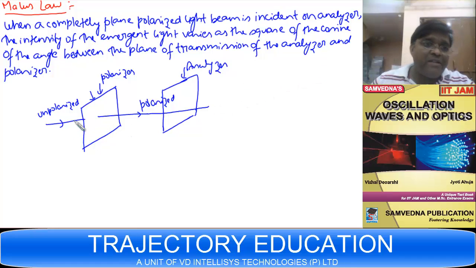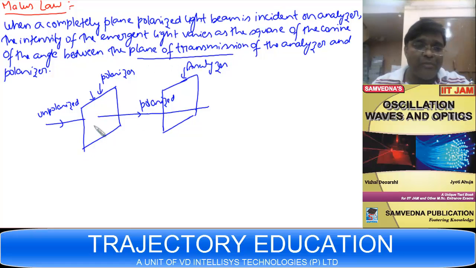Now a polarizer is defined by what we call the plane of transmission, or simply the pass axis. Light on this side is unpolarized, meaning different rays have the electric field vibrating in different directions. But when it comes out of the polarizer, they all will be vibrating in the same direction. This direction is called the pass axis, or the plane of transmission. So a polarizer is always characterized by it.